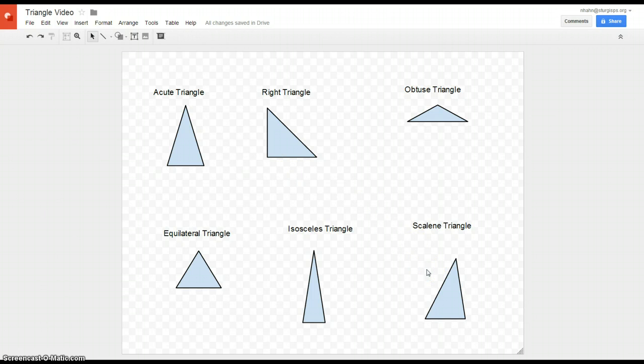Hopefully this video helps you understand the different names of a triangle. Triangles always must have two names, one based on angles, one based on side lengths. So use this video, hopefully it helps you with your assignments. Also be sure to check out the presentation for triangles.